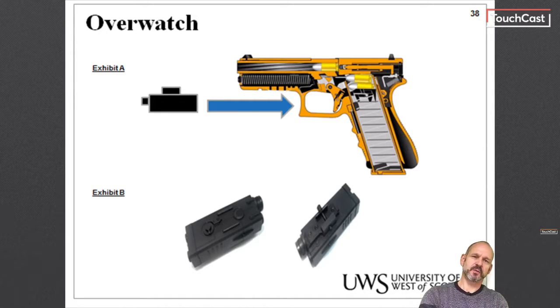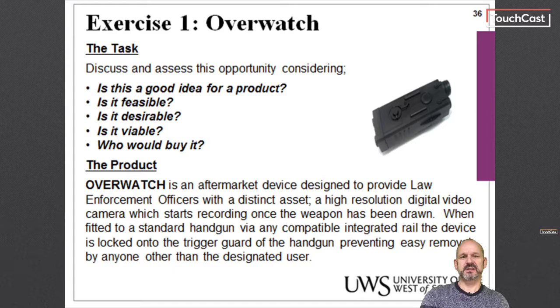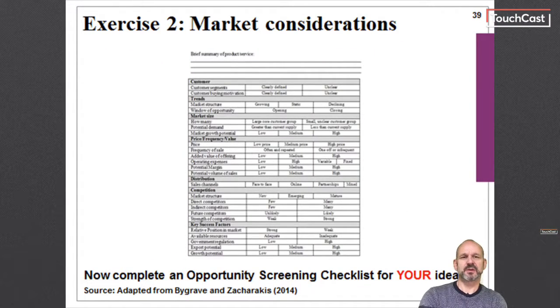The benefits of Overwatch can be seen as follows. The system provides a high-definition visual record of any police-related shooting incident. The system only starts recording when the pistol is drawn, which limits the need to store digital data. So now reflect on the questions provided and note down your insights. Now, in the second exercise, think about everything we've learned from this session, which should now allow you to be able to complete an opportunity screening checklist for your business idea.